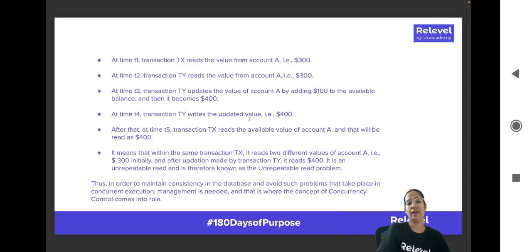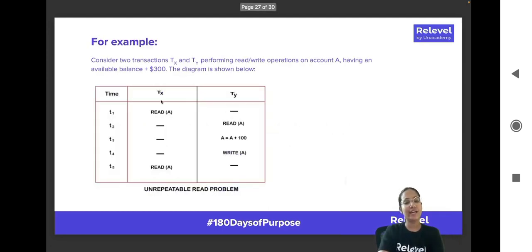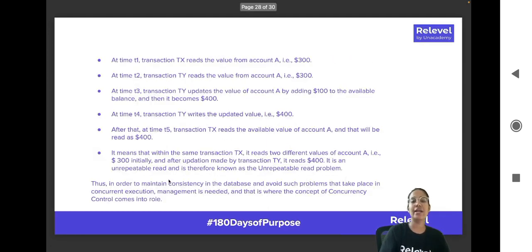At time T1, transaction X reads the value 300. Y also reads the value 300. At T3, Y updates the value and adds $100, leading to $400. Then at T4, the value in the database is updated to 400, right? And at T5, X tries to read again. It read at T1 and now it is reading again at T5, and now it will read 400.